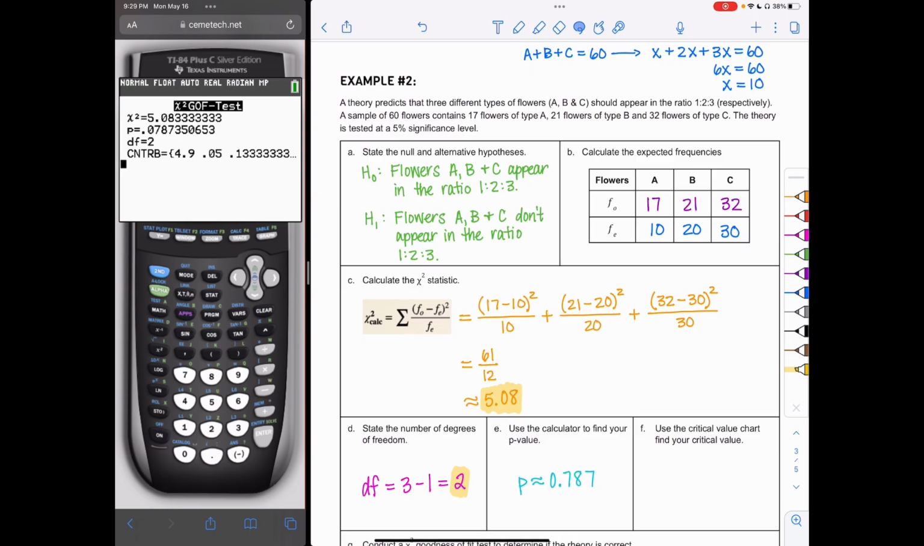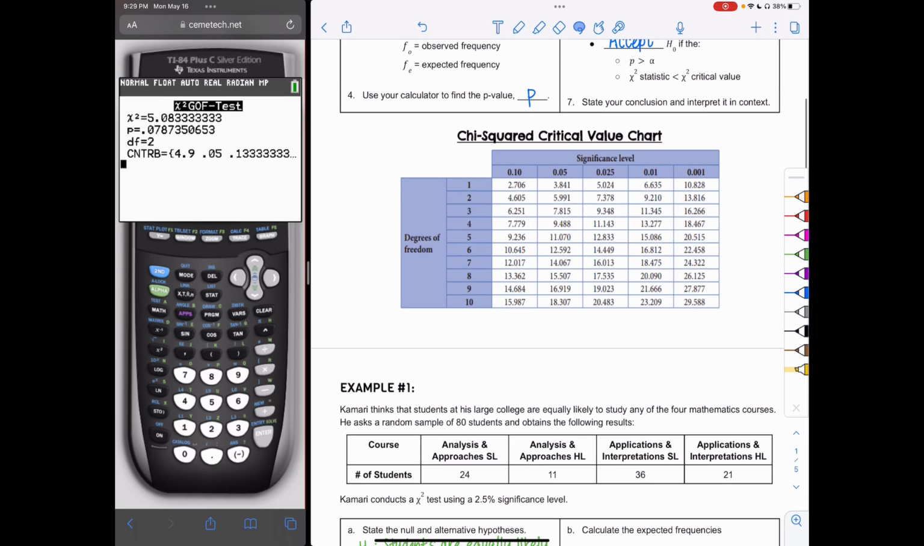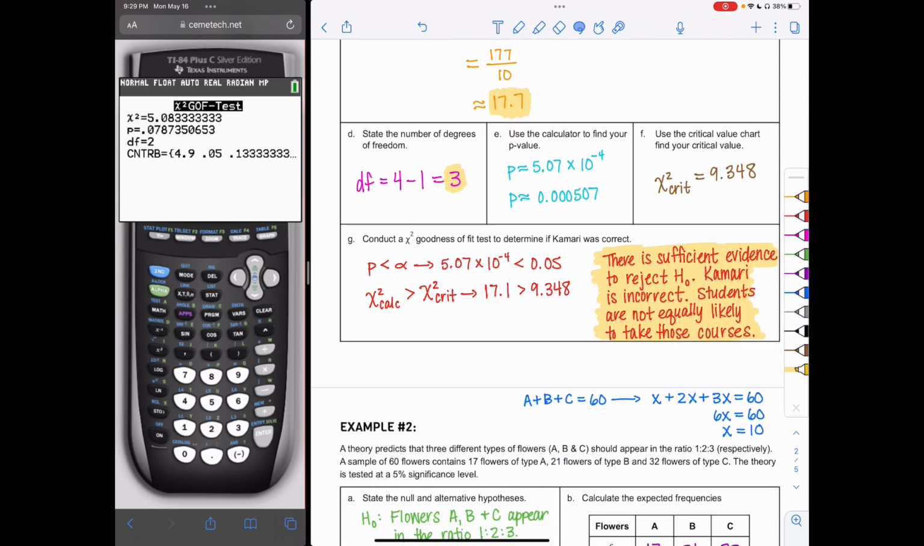So now we want to use the critical value chart to find the critical value again. So we're going to focus on the 5% significance level and the 2 as far as the degrees of freedom. So I go up and I match up 0.05 with the degree of freedom of 2, and I end up seeing that my critical value is going to be 5.991.